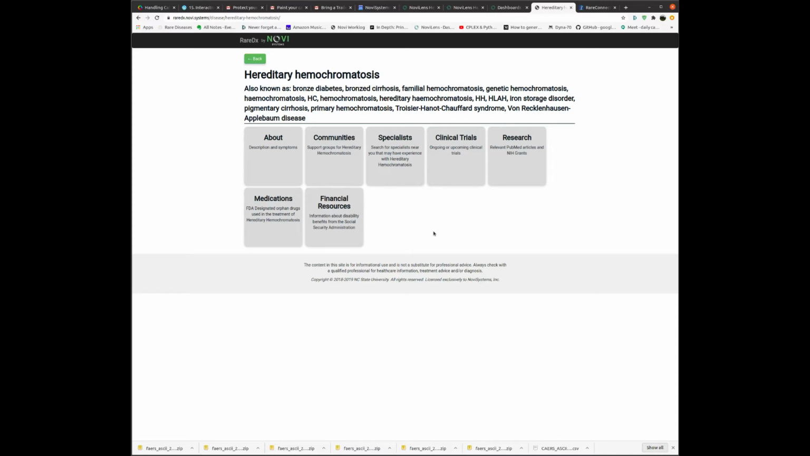and financial information. Now, all of this is powered by NoviLens machine learning and natural language processing engines that allow it to search through the databases and aggregate information and present it in a manner that's very straightforward.